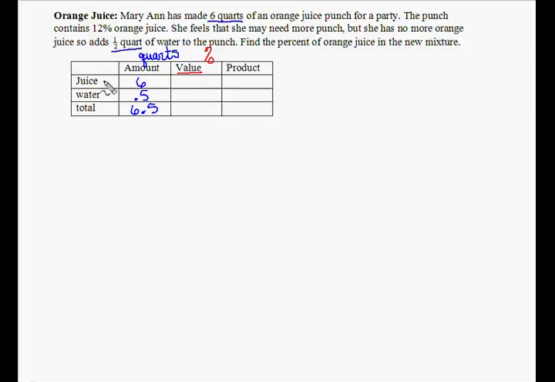The next thing we need to find is the value, and for this value, we're looking at the percentages. The juice punch that she made originally is 12%. When you write percentages, you need to change them to decimals. Now this question about water, what percent of orange juice is in water? Well, that's right, there is no orange juice in water. This value is actually the question they're asking. What is the percent of juice in that new mixture? So we don't know what this percentage is. Let's write P for percentage.